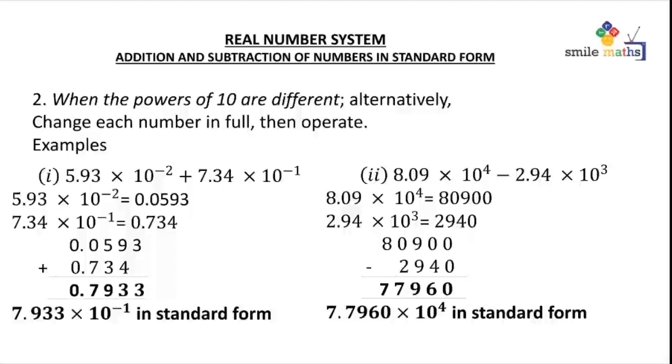Then changing this to standard form, we know that the point is behind 0, so we are going to move 1, 2, 3, 4 times. That is in between the two sevens. So your answer is going to be 7.7960 times 10 to the power 4, and that is in standard form when you are required to.